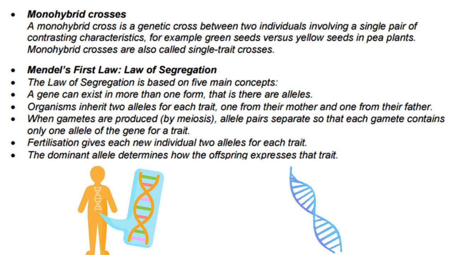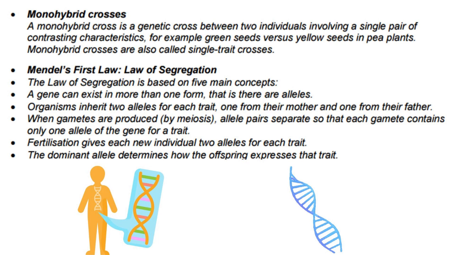The law of segregation is based on 5 main concepts. A gene can exist in more than one form, that is, there are alleles. Organisms inherit two alleles for each trait, one from their mother and one from their father. When gametes are produced by meiosis, allele pairs separate so that each gamete contains only one allele of the gene for a trait.